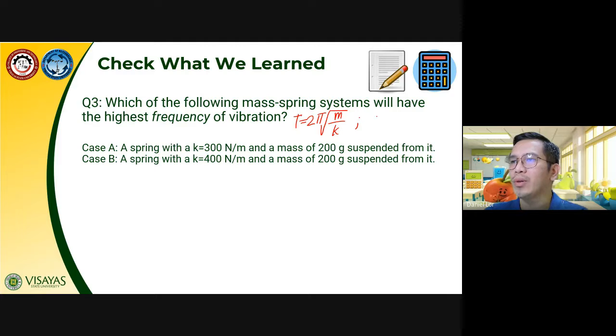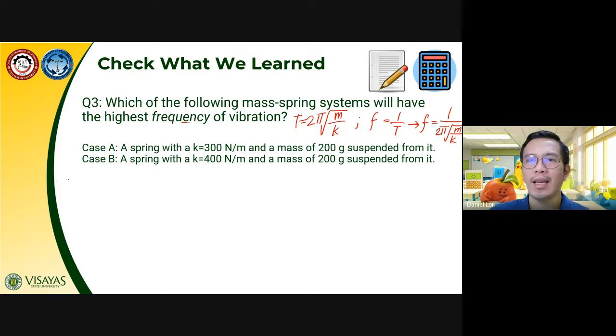We also know that the inverse of frequency is your period. So therefore, from here, we can directly substitute the formula to solve for frequency, since what we are being asked here is frequency. So frequency is equal to what? 1 over 2 pi times square root of m over k.